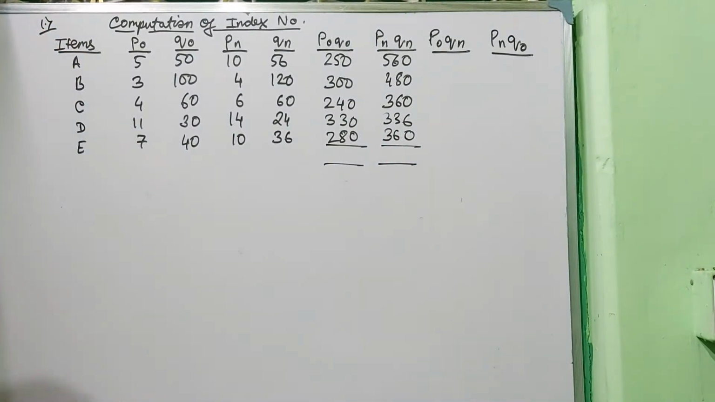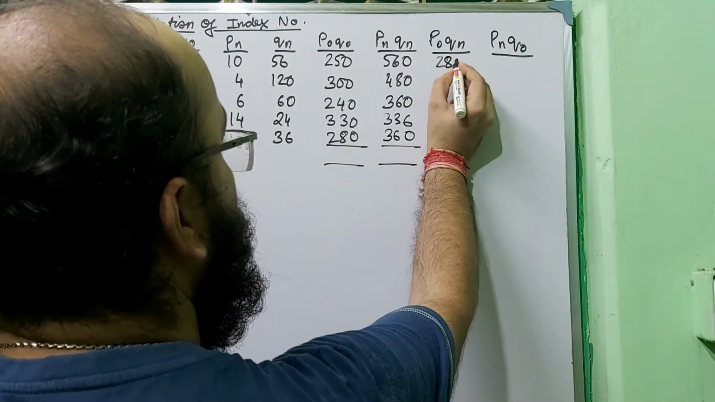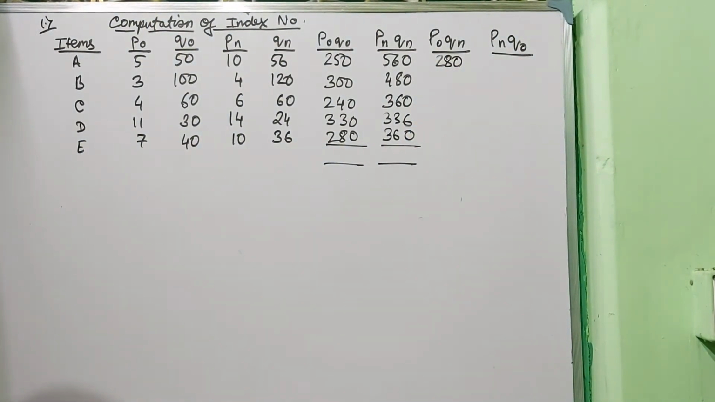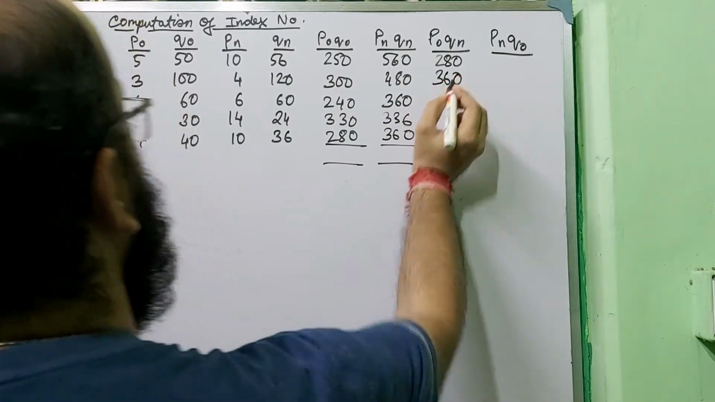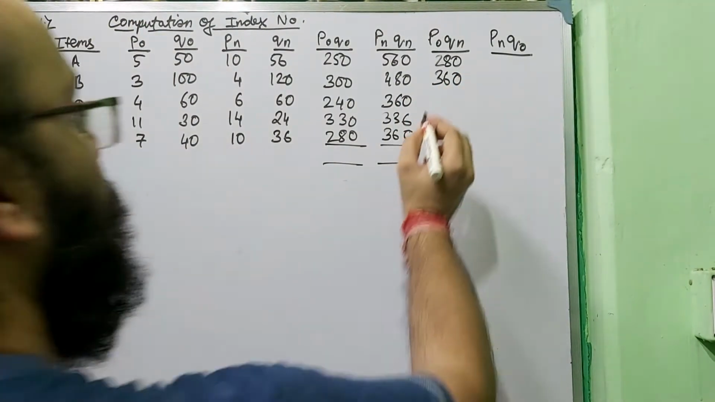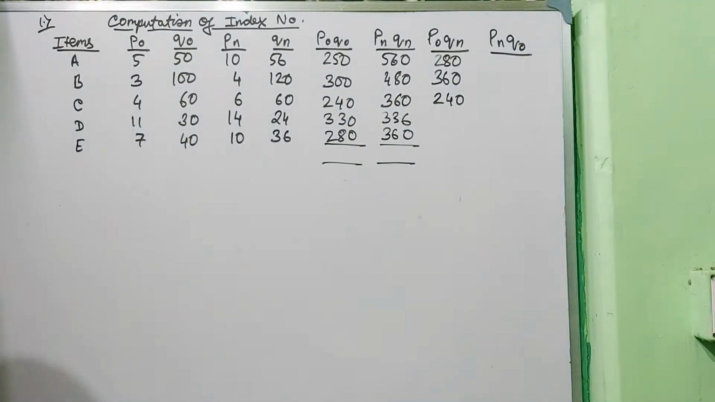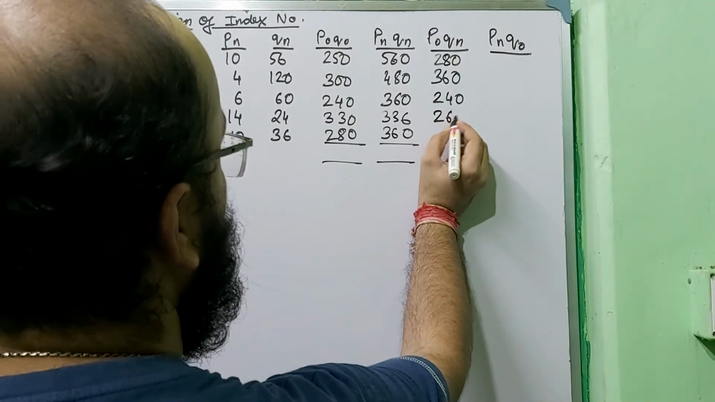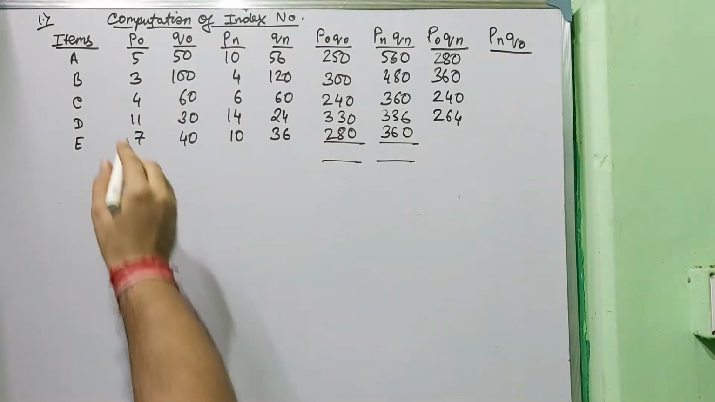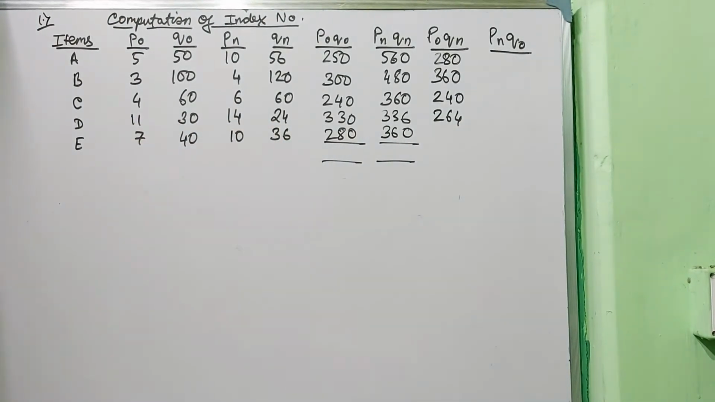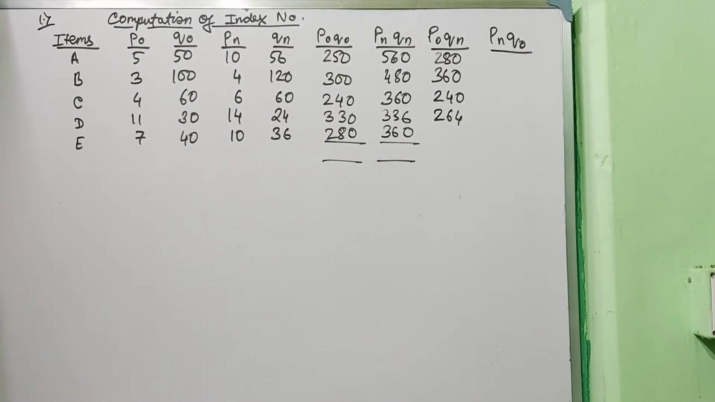Okay? P0Qn, obviously P0Qn is required. P0 is 5, Qn is 56, it's 280, 360, 240, 264. Just calculate it. How? P0 is 11, Qn 24, and 7 into 36, which is 250.